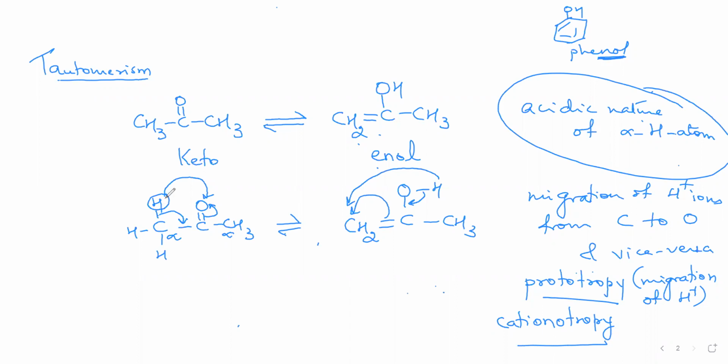So basically, tautomerism occurs due to the acidic nature of the alpha hydrogen. The alpha hydrogen comes out as H plus very easily. It migrates to oxygen. Again, it is not stable over there, so it comes out as H plus and migrates back to carbon. This keeps on happening in the molecule, and soon they attain dynamic equilibrium. When dynamic equilibrium is attained, the rate at which the ketone changes into enol becomes the same as the rate at which the enol changes back into the keto form.